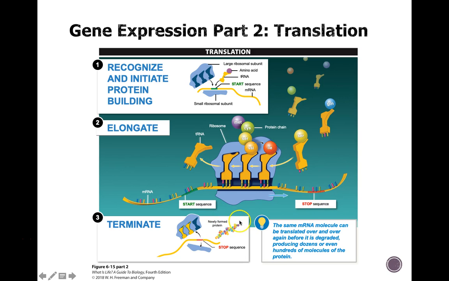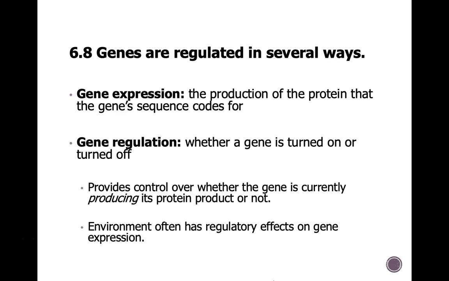And so when this process happens, we don't just get one protein molecule, but we can actually get multiples. We can get many hundreds of protein molecules every time this particular gene is turned on and expressed. So let's talk about how those genes are turned on and expressed.